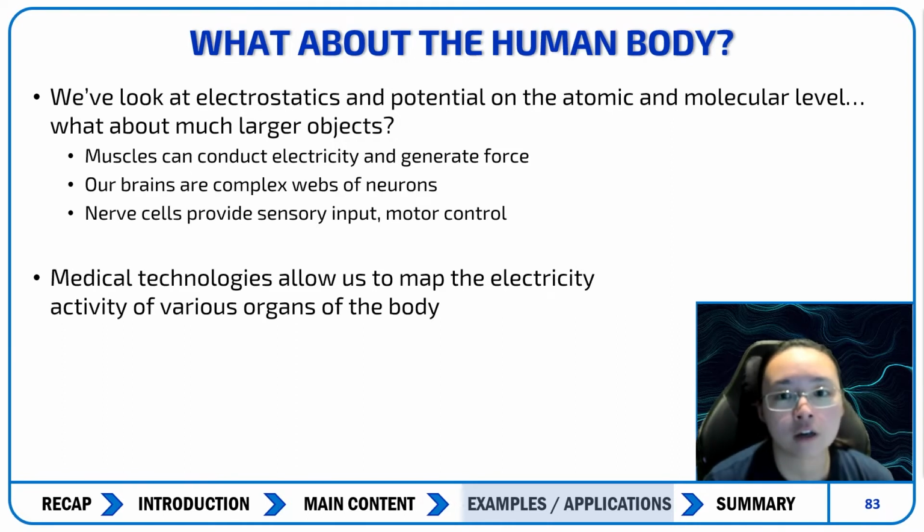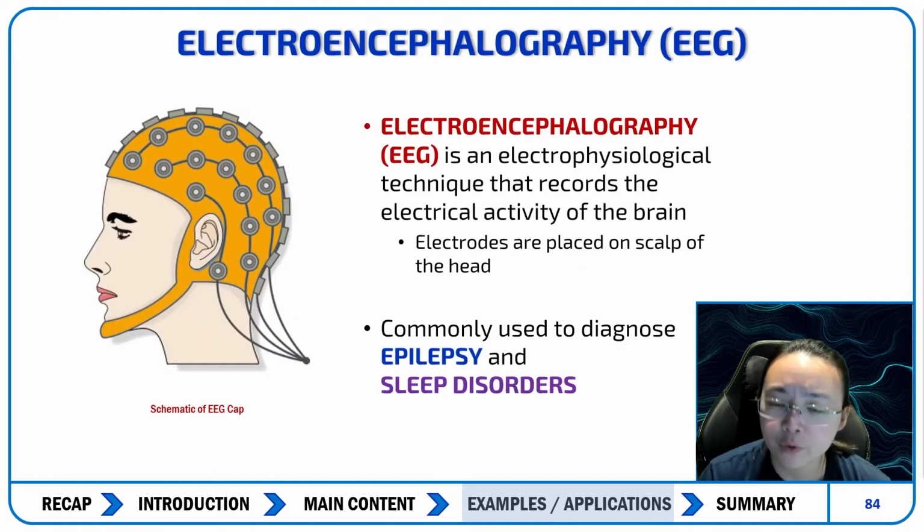Our brains are complex webs of neurons. Nerve cells are going to provide sensory input and motor control. And so a lot of medical technologies nowadays allow us to map the electrical activity of various organs of the body. The first one we want to go through is electroencephalography, or EEG.